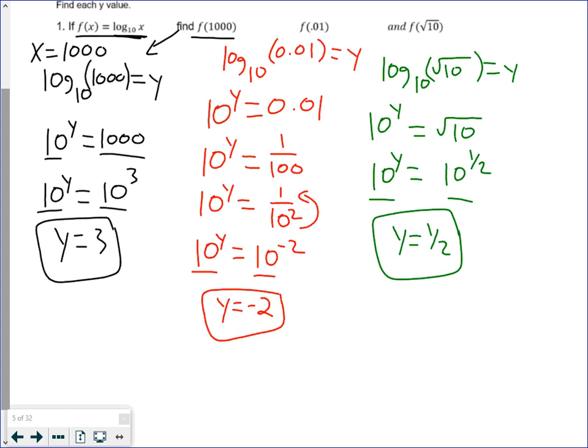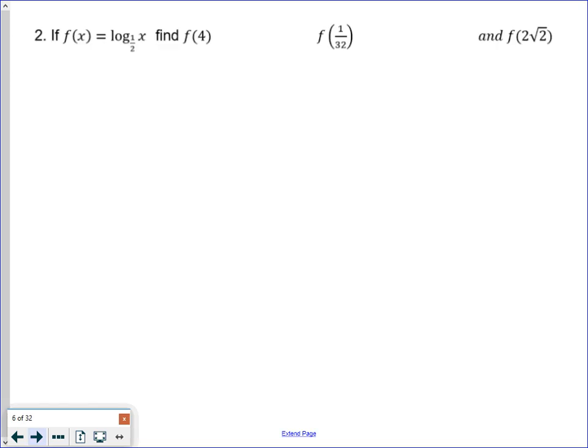All right. So let's go on to the next page. On number 2, we'll do the same thing. We have our function that they gave us, f of x equals log base 1/2 of x. And we need to find f of 4 first. So that's our x value, x equals 4. We're going to plug that in, just like we did before, and set it all equal to y. Plug in your x, set it equal to y, and now we're going to change it into exponential form.